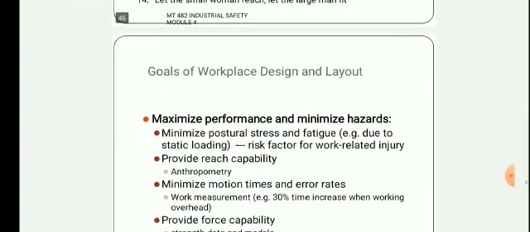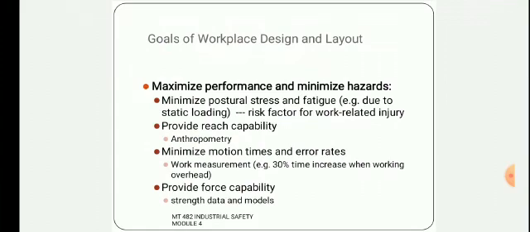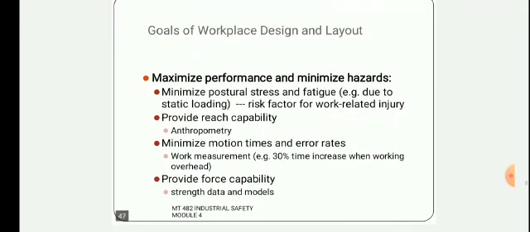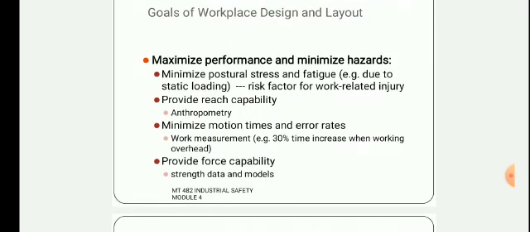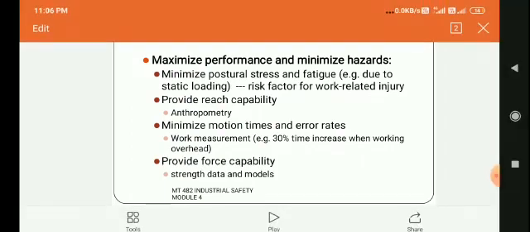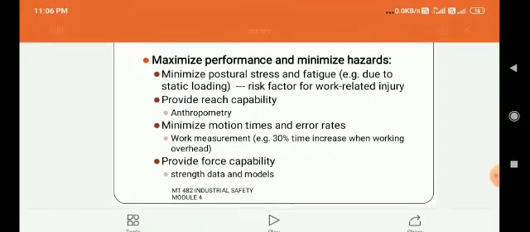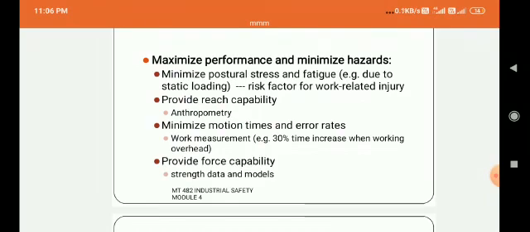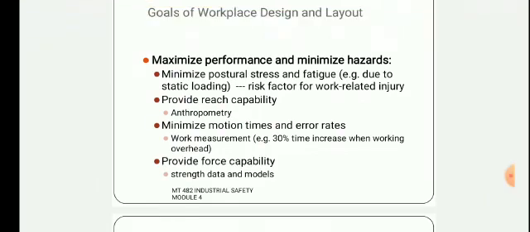And then next one, we're dealing with the goals of workplace design and layout. The first and foremost goal is maximize performance and minimize hazard. How can we achieve that? That is, minimize postural stress and fatigue due to static loading. These are the two risk factors for work-related injury. We should avoid sitting or standing in the same posture for such a long time, and fatigue should be avoided. We should give the worker a time interval in between works. So these are the two risk factors that should be avoided.